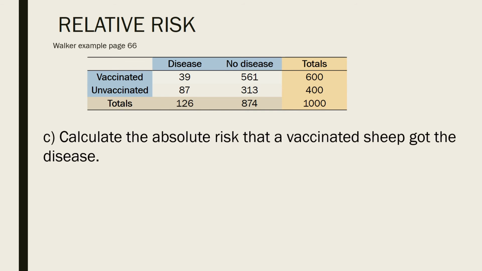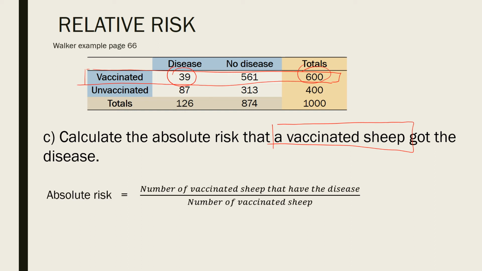Next part, calculate the absolute risk that a vaccinated sheep got the disease. So here we're only looking at vaccinated sheep this time, this row here. We want to know how many got the disease. So we know that 39 out of the 600 got the disease, and that is a probability of 0.065.